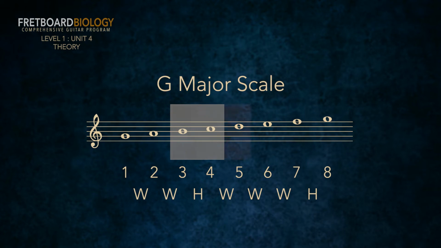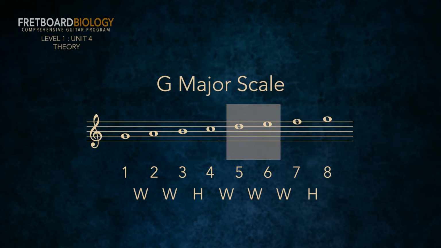What do we need from 4 to 5? A whole step. And what do you have from C to D? A whole step. No adjustment needed. What do we need from 5 to 6? A whole step. And what do we have from D to E? A whole step. No adjustment needed. What do we need from 6 to 7? A whole step. But what do we have from E to F? That's a naturally occurring half step.